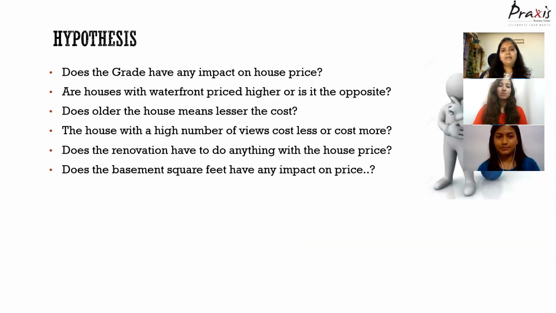We have assumed some hypotheses as per our understanding by reading the data set for the first time at the first glance. First one, does the grade have any impact on house price? Are houses with waterfront priced higher, or is it the opposite? Does older the house mean lesser the cost? The house with high number of views costs less or costs more?